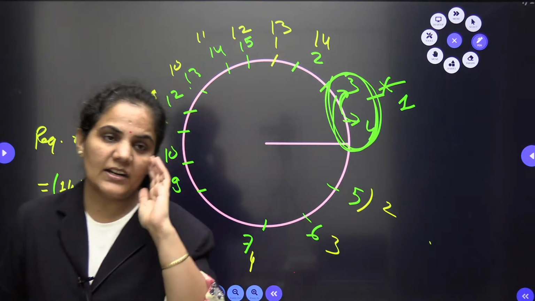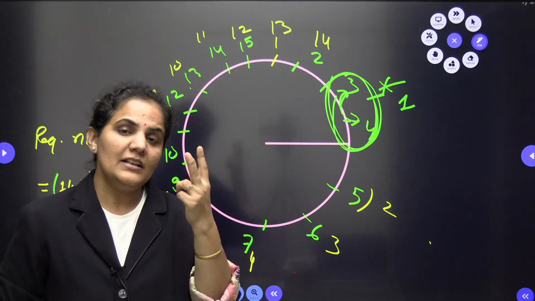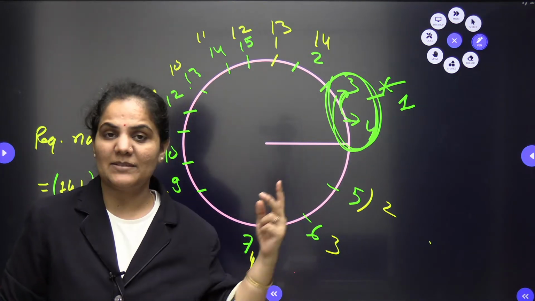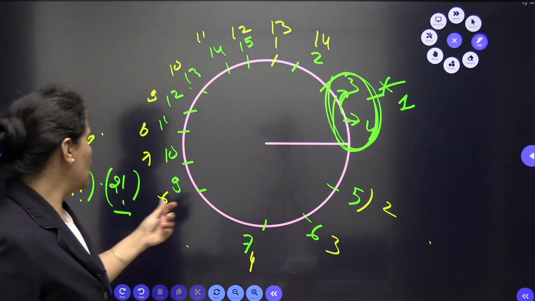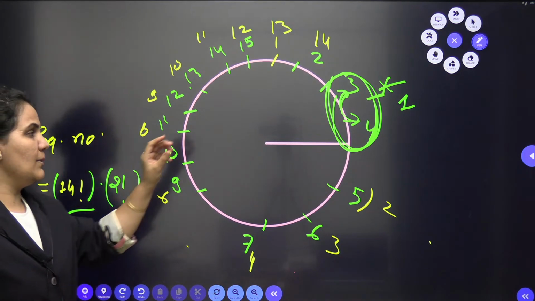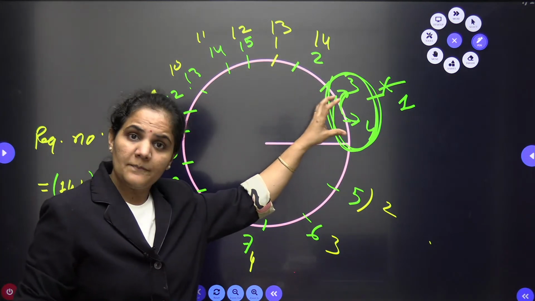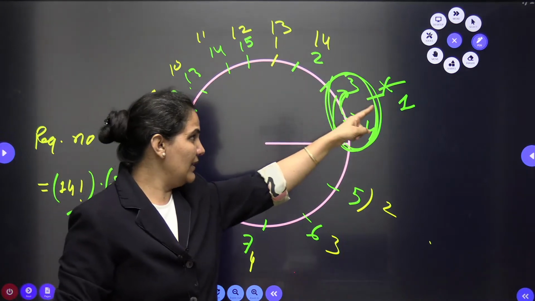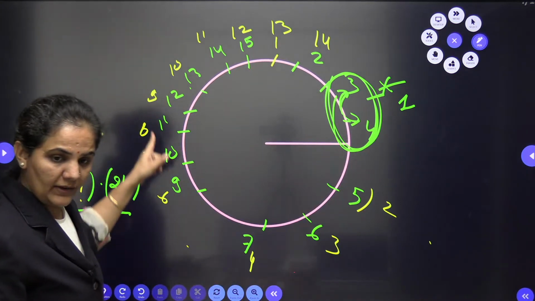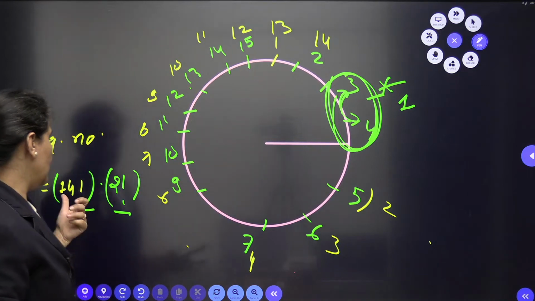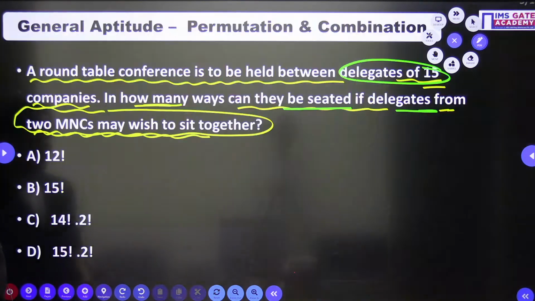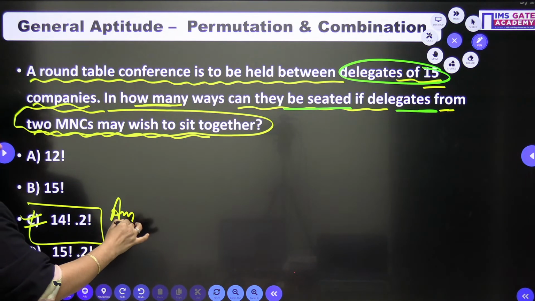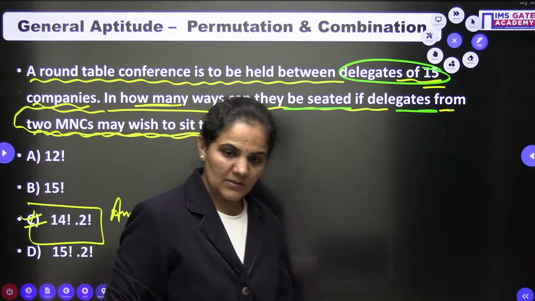Because 3 and 4, every person is different here, we need to go with the internal arrangement of these two persons, which is 2 factorial. And 14 factorial, because I am considering this as one group or one bundle. So when you start counting from 1, 2, 3 up to 14, you will get 14 factorial. So 14 factorial into 2 factorial will be your answer. We can see the same result in option C for Chennai. So this is my answer.